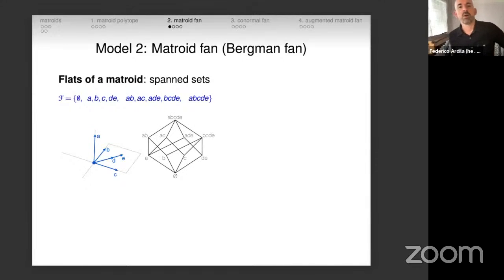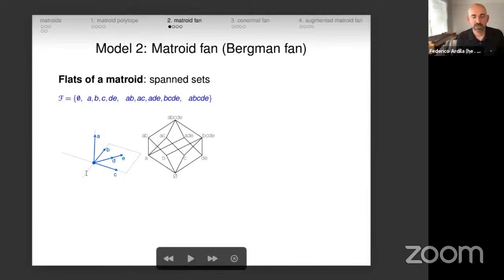Let me talk about a second model, which is a matroid fan, sometimes called the Bergman fan. So for that, we're going to consider the flats of a matroid, which I will describe in the realizable case. You have your configuration of vectors, and now you're going to see what are the subspaces that you can span. So the lines are A, B, C, and DE. So you put those here. The planes are plane AB, plane AC, plane ADE, and plane BCDE. You put that here. And then you have the origin down here and the full space up here. Those are the flats of a matroid.